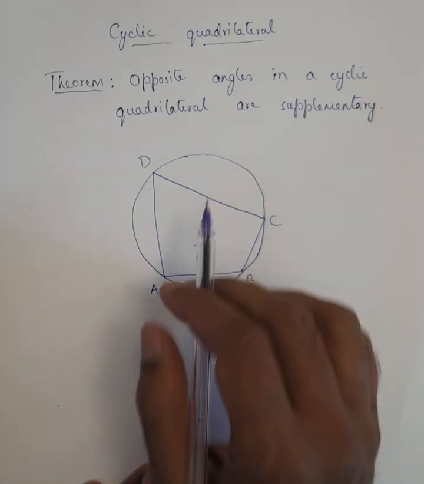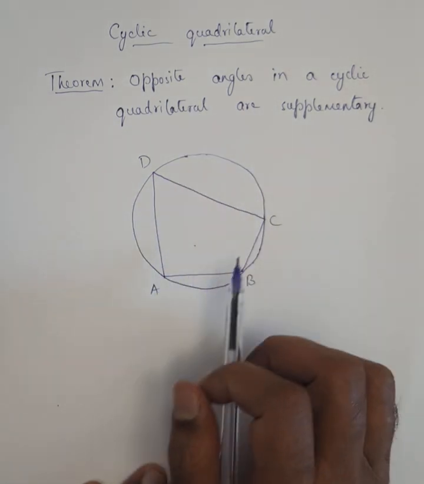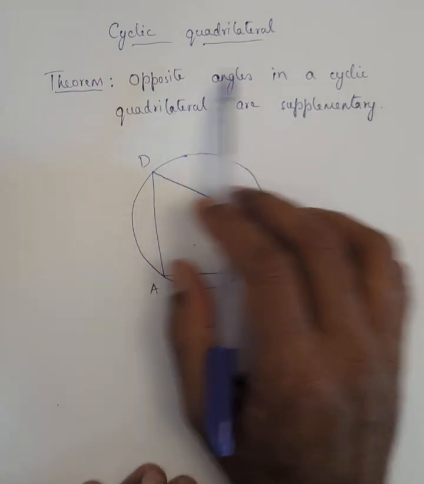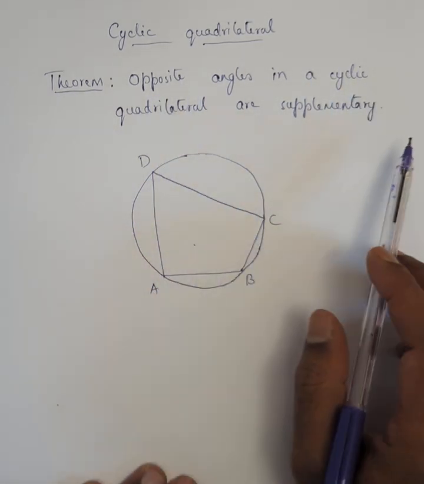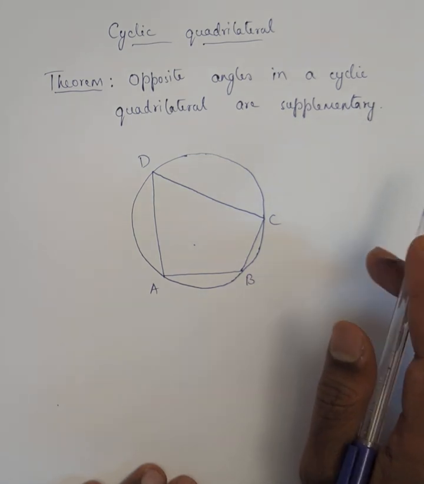But whenever a quadrilateral has that property, that it can be inscribed in a circle, then opposite angles always add up to 180 degrees. That's what we want to prove.